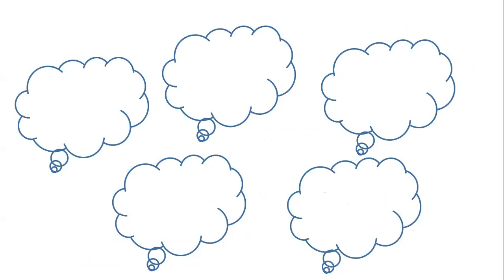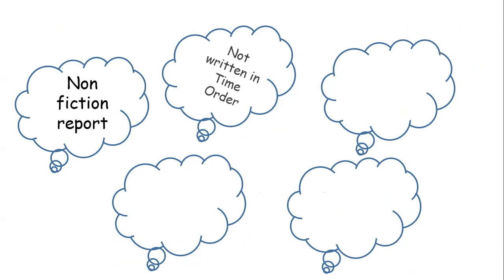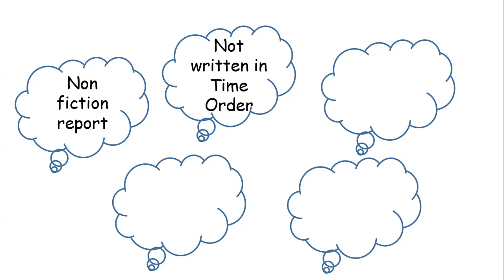Well, let's review together the features of the non-chronological report. Of course, it's a non-fiction report. Non-fiction, it includes true information and facts. Number 2, it's not written in time order. It's not a story, so it doesn't make any problem to shuffle the paragraphs together. We can speak about the panda types, and then we can speak about the habitat. And we can switch the paragraphs, up and down. It will not make any difference because it's not a story.